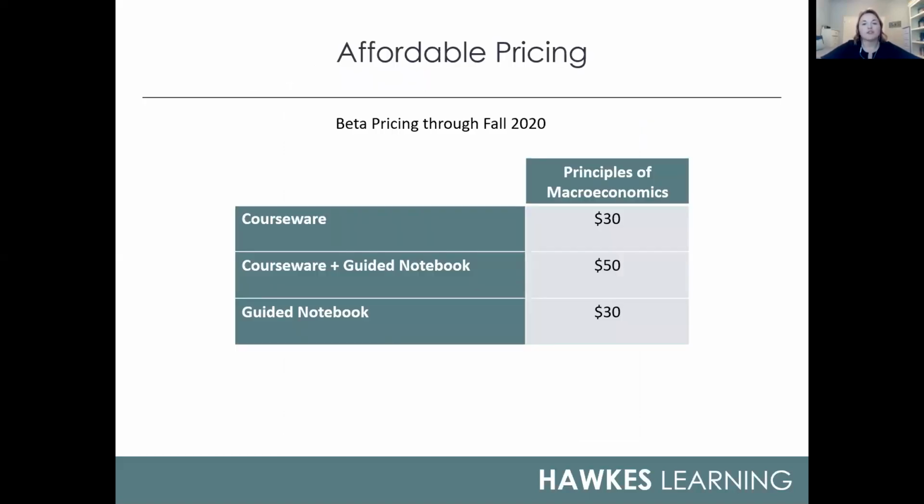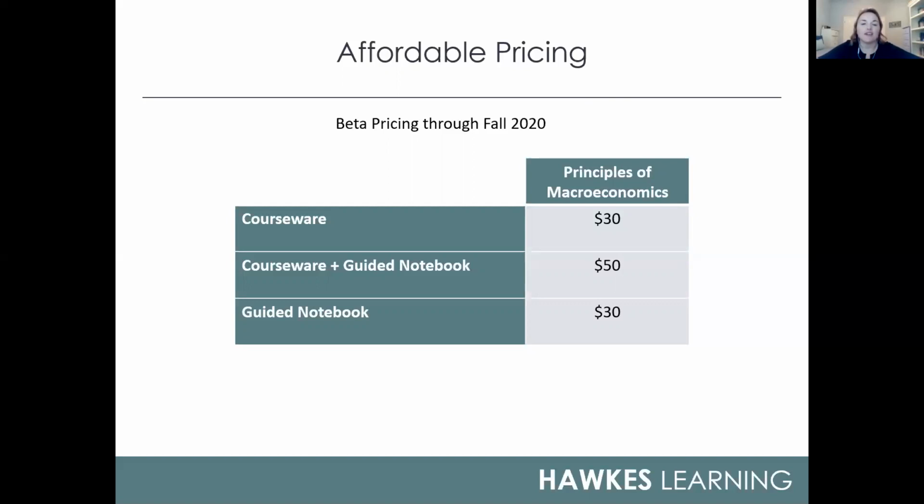One thing we're committed to as a company is having affordable pricing. We are currently in the beta with Macro. Like I said, this is something we're building out right now, and continuing to add more questions, add more resources, add lesson level videos, things like that. The beta pricing through the fall for the courseware is $30, and that's lifetime licensing. So once the student purchases, they have access to it forever, which is great. As we add more questions, as we add those things, they are always going to have access to that.